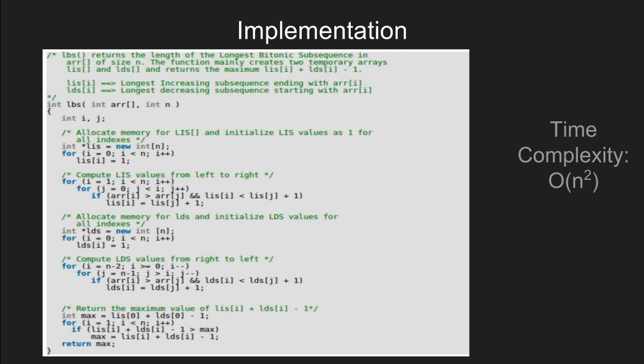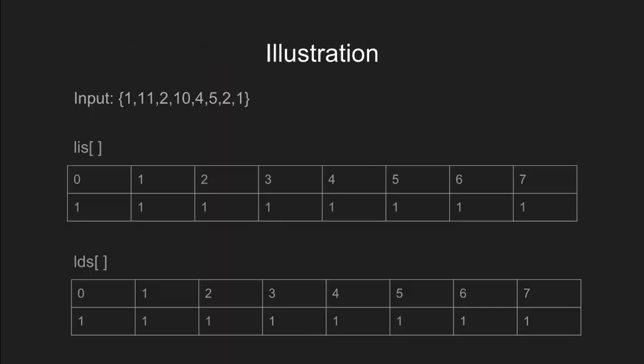After that, we calculate LIS[i] + LDS[i] - 1 for each value and return the maximum of it. This would get clear as we look at the illustration. The time complexity is going to be order n square as there are two loops in it. Now let's look at the illustration.